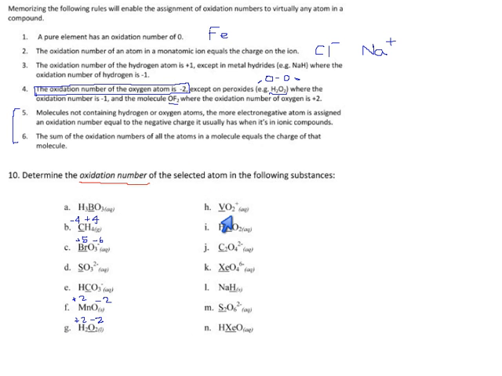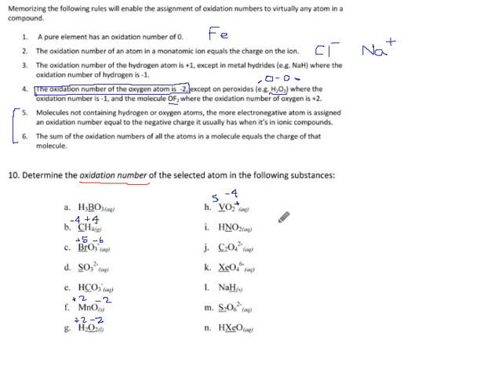VO2, vanadium oxide. Well, the 2 oxygens must have a charge of minus 4. The total, though, is plus 1. So the vanadium has to bring us from minus 4 up to plus 1. It must be vanadium 5.